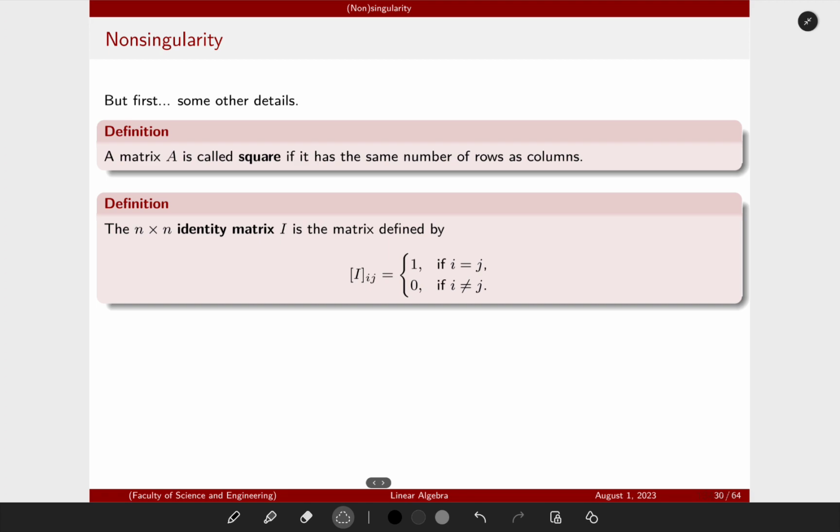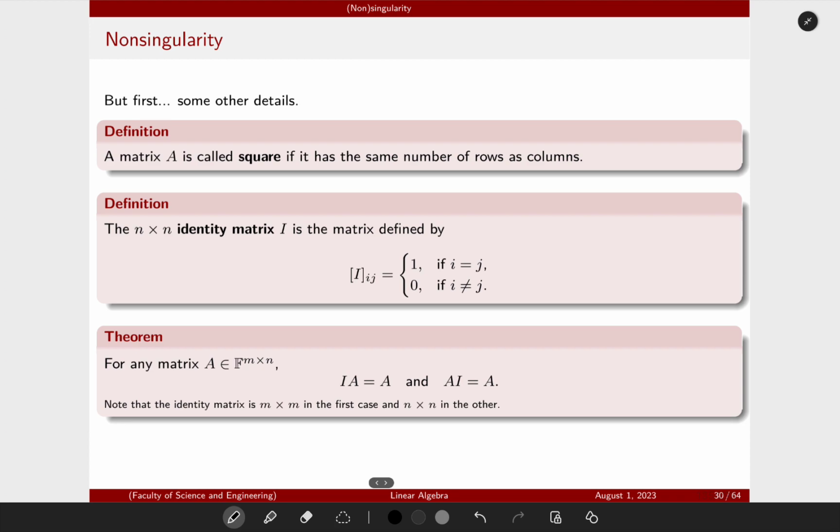Okay, the n by n identity matrix I is the matrix defined by this. So this might look a bit confusing at first, but if you think about it a bit more, this condition here just basically means if you are on the diagonal, you are 1. If you are not on the diagonal, you are 0. So for example, we have an example here of a 2 by 2 identity matrix, which is this one. And you also have a 3 by 3, 4 by 4, etc. of course, because we can take any arbitrary n.